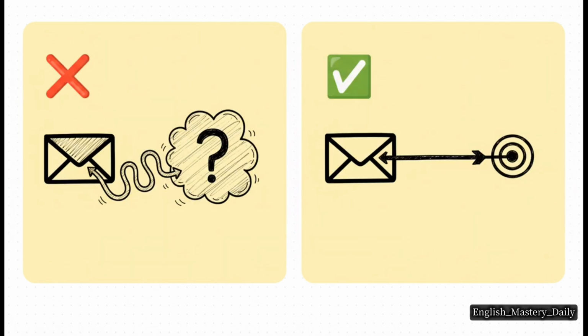How about this one? "Hi, just emailing to see what's up." A classic case of an unclear purpose. The person reading it is thinking, what do you want from me? You have to be direct in that very first sentence. "I'm writing to request," or "the purpose of my email is to confirm." Just get straight to the point.